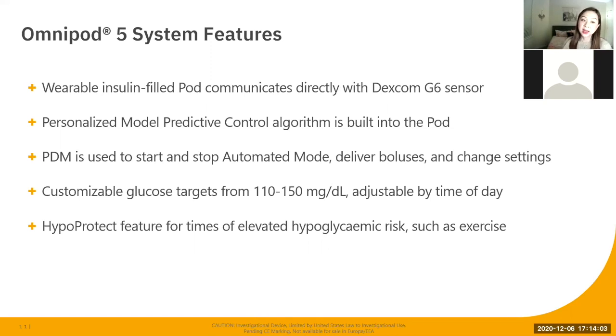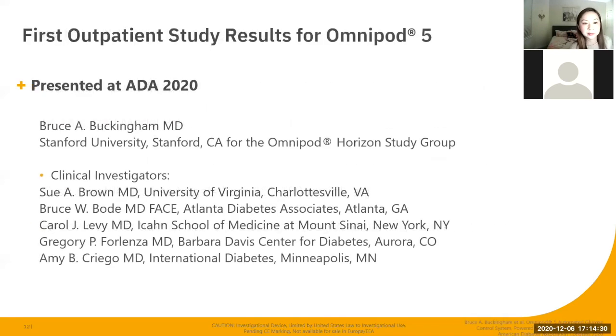Another key feature that we have is what we call HyperProtect, which is intended for people to use for times of elevated hypoglycemic risk, such as before exercise. So what it does there is it reduces the basal insulin delivery, as well as it changes the set point to 150.